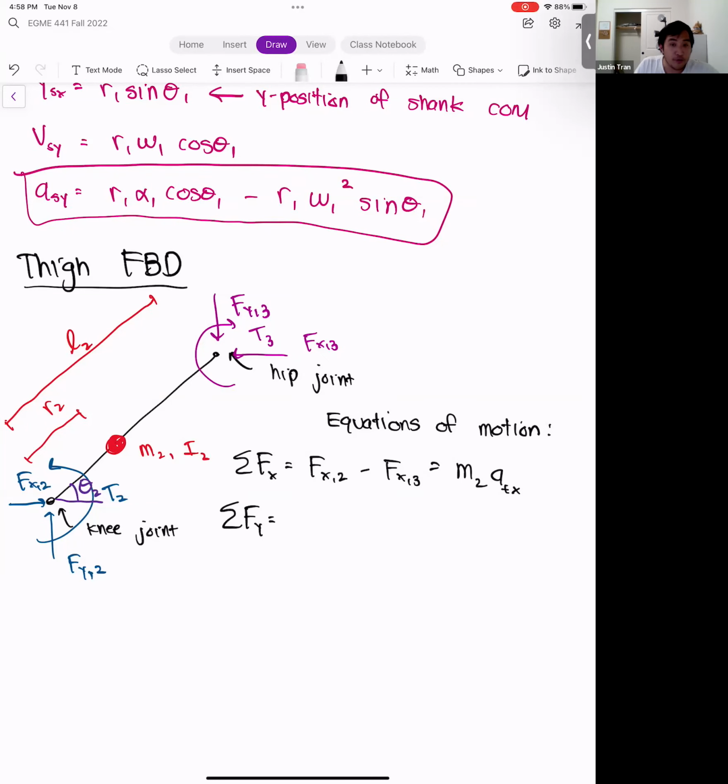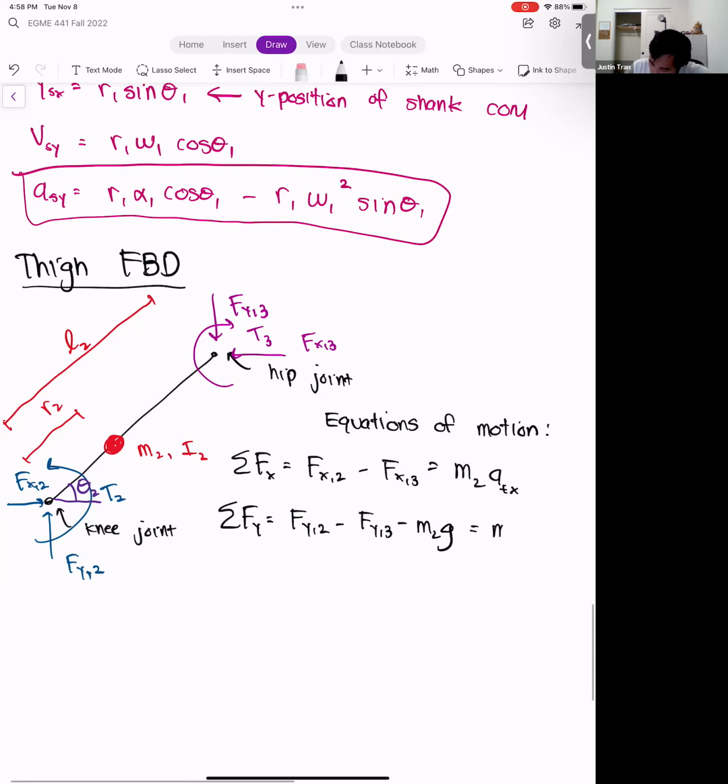All right, so next we have the sum of the force in the y direction. So we have Fy2 minus Fy3 minus M2G, where M2G is the gravity force. This is equal to M2 times ATY.